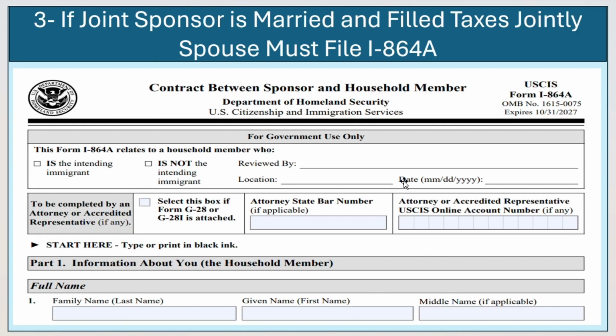If the joint sponsor is married and files taxes jointly with the spouse, the spouse must file I-864A. This is a big problem for a lot of people because they forgot to do that. I-864A must be filed by the spouse if the joint sponsor is married.